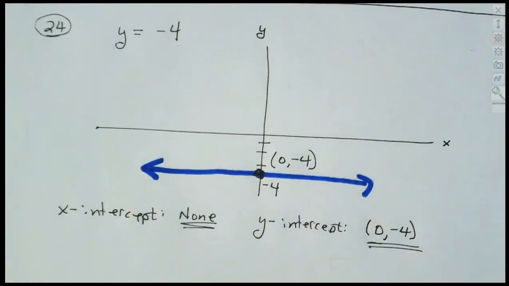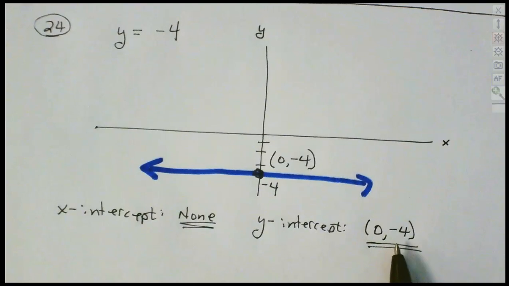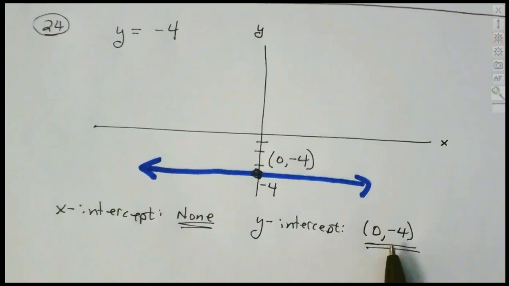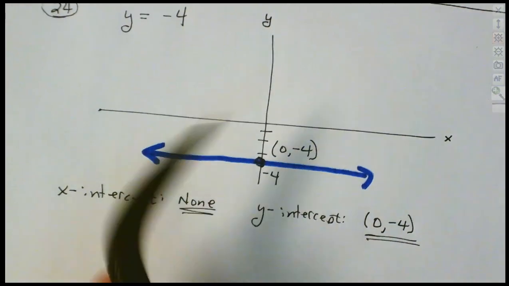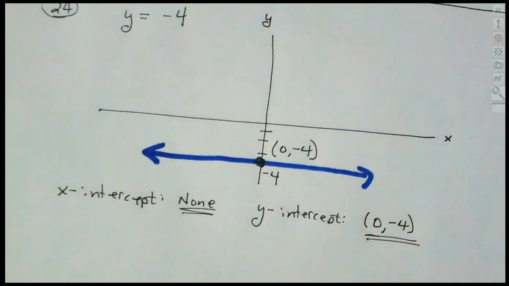0, -4, not just -4. If you just put -4 down, and these are worth 10 points for each question, I would probably have to take off 1 or 2 points. So make sure when you write your answer that you write it as an ordered pair like this. That way you get full credit. Why is there no x-intercept? Because it never crosses the x-axis at all.